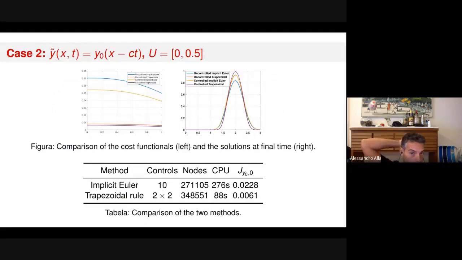So again, what I really want to stress here is that we are able to control a PDE using the Hamilton-Jacobi-Bellman equation. This is something that just 10 years ago was not even possible to think about a solution of this problem.